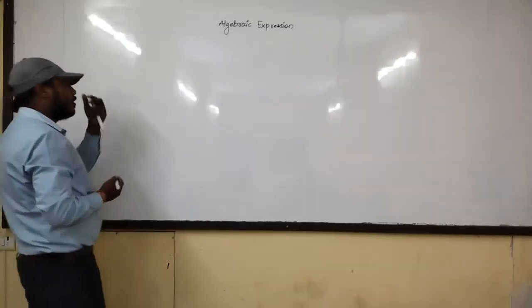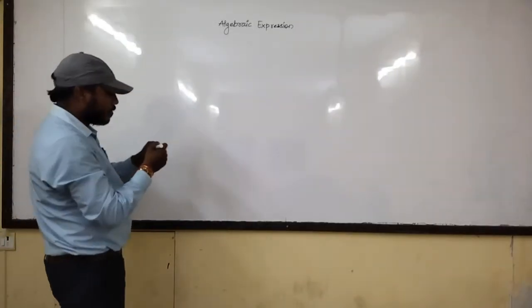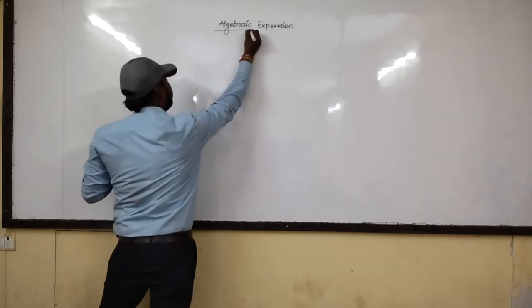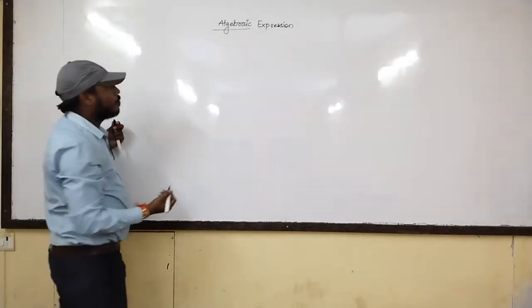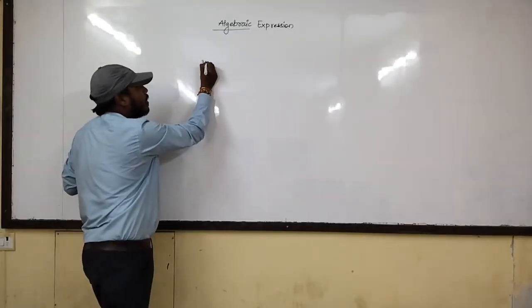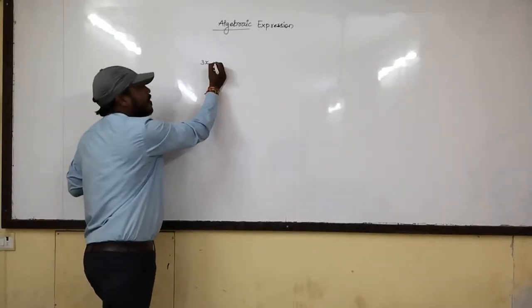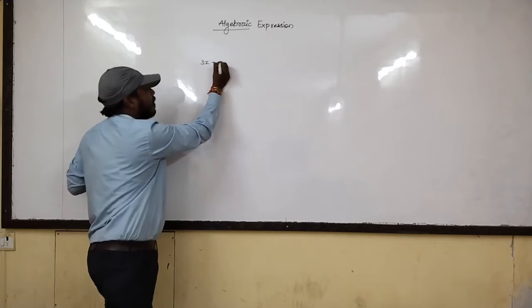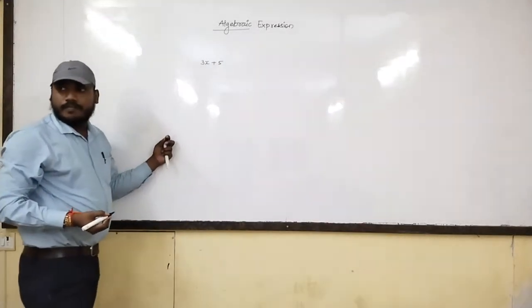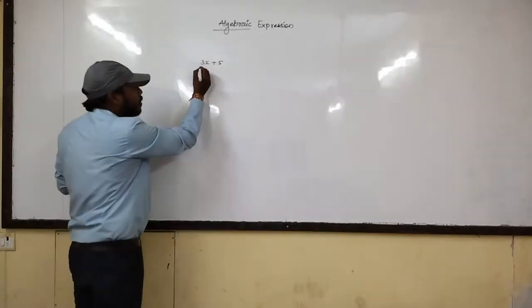Okay. So in algebraic expressions, it's very simple. Try to understand this word's meaning. When we write numbers with variables and some sign, let's say I have written 3x plus 5, right? If you observe, you will get the idea.